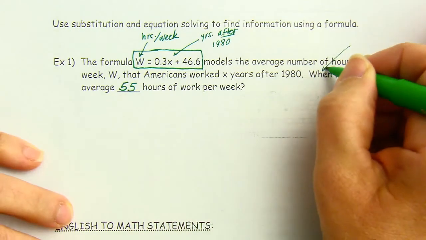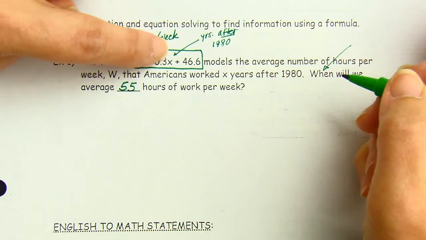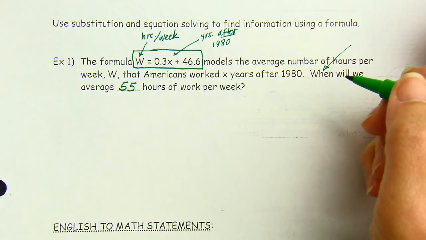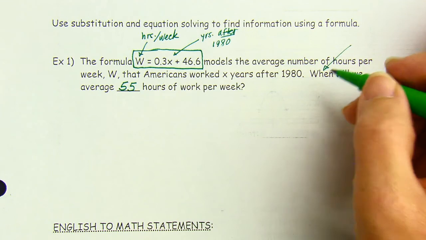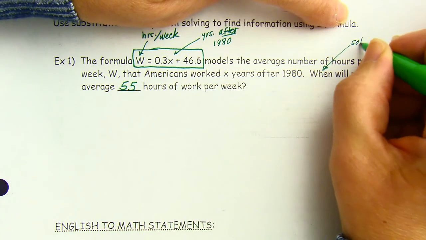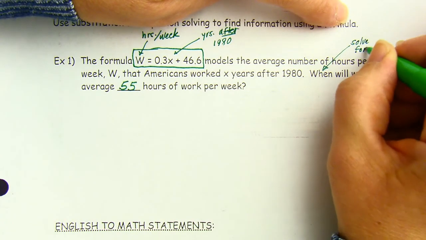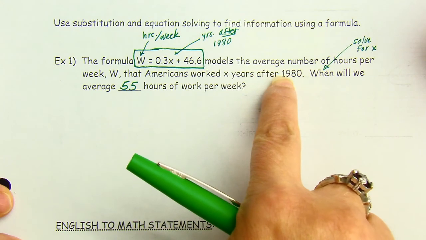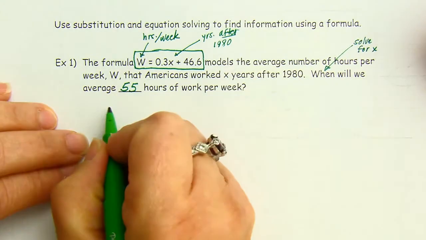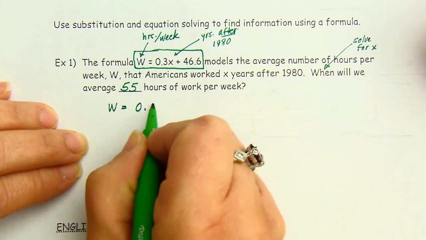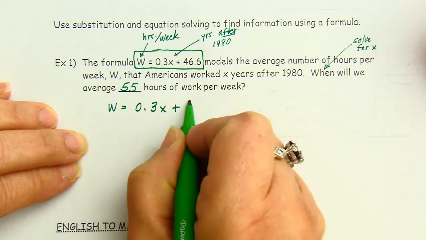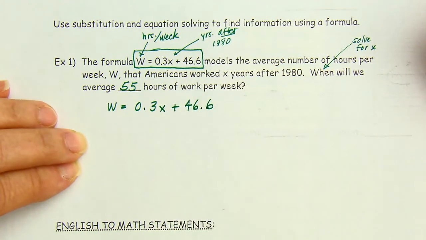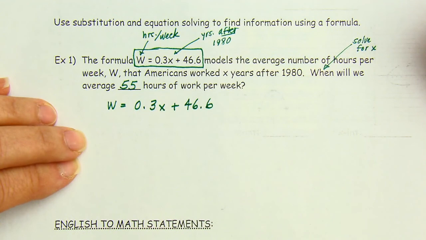So what are we looking for? Are we looking for W or are we looking for X? Well, X is the years, and we want to know what year. So we need to solve for X. Once we find X, we're going to have to do something with that because it's certainly not going to be a 19-something. All right, so let's set up the formula. W equals 0.3x plus 46.6. And now what do I know from the problem?